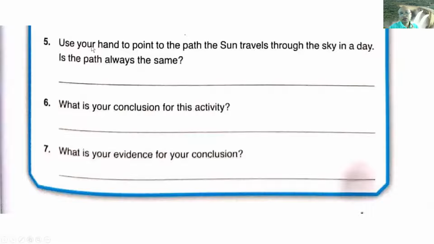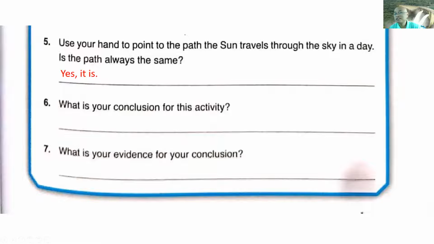Now let's go to number 5. Use your hand to point to the path the sun travels through the sky in a day. Is the path always the same? What do you think? Yeah, the answer is this one, because this is a verb starting the question with is. The answer is also is. Yes, it is. All right, write that. Yes, it is.